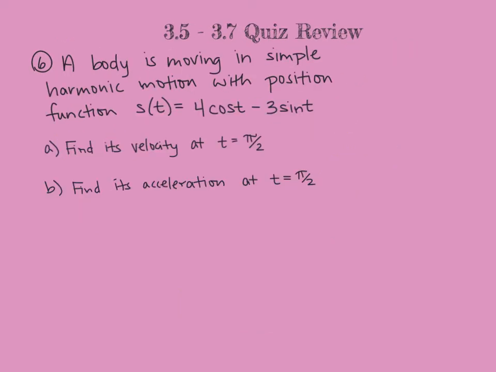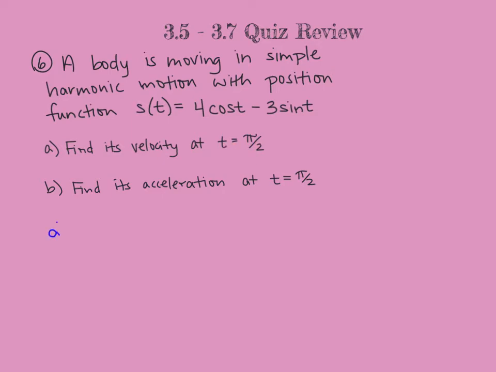In number 6, we have a classic position, velocity, acceleration problem, and so we just need to understand the relationship between them. If we take the derivative of position, we end up with velocity, and then if we take the derivative of velocity, we end up with acceleration. So moving from position straight to acceleration would just mean we need to take the second derivative. There's a few different ways to look at that.